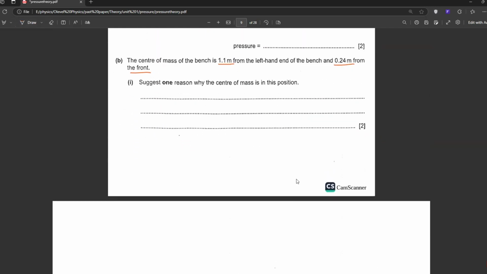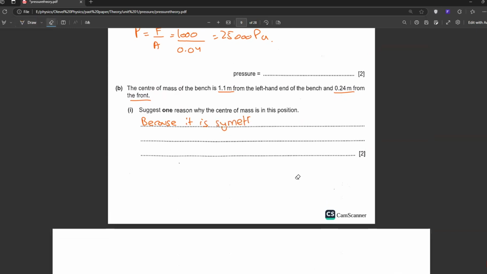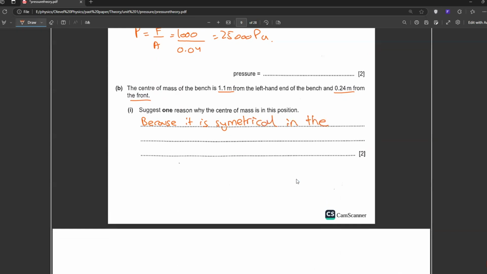Suggest one reason why the center of mass is in this position. Why? Because it is symmetrical. Symmetrical in the right left direction.